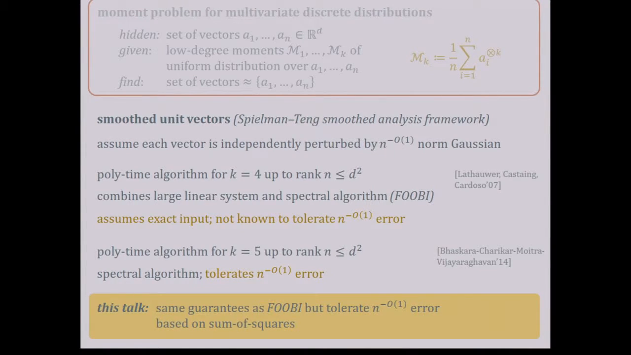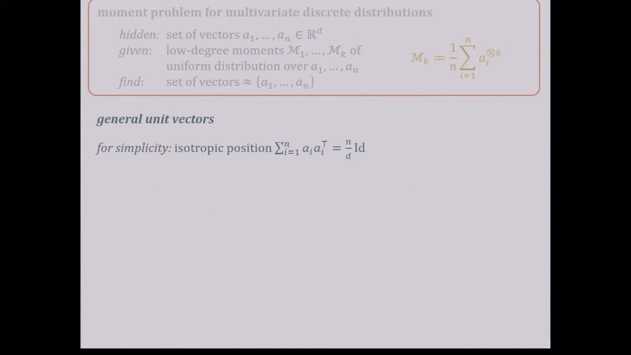And again, this uses sum of squares. The key ingredient here is to interpret the earlier algorithm, this FOOBI algorithm, as a special case of the kind of sum of squares algorithm that have been proposed before. So it turns out that on some level, this algorithm falls into this sum of squares framework.